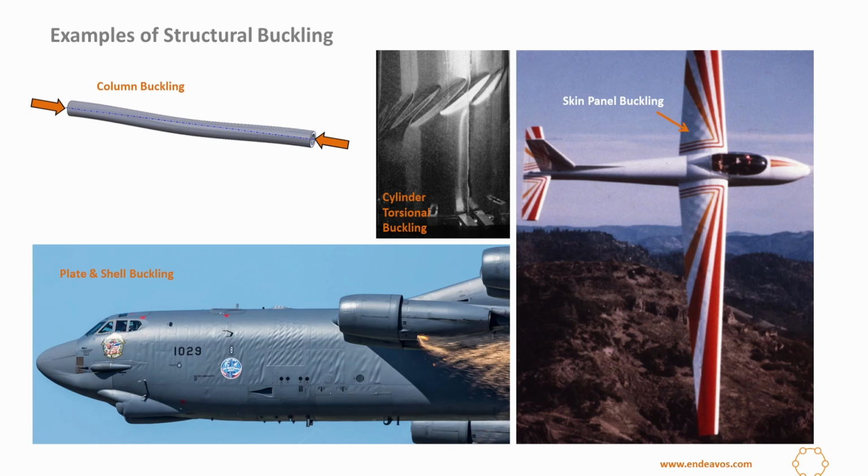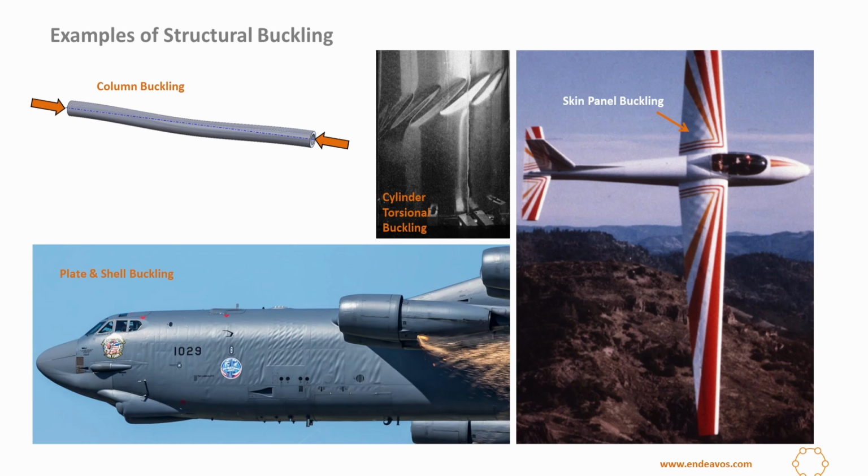Column buckling is the simplest example to understand. We have a tube or a column which is under compressive loading at the ends, and at a particular value of this compressive loading, the column will start to buckle. Beyond column buckling, we have plate and shell buckling. Shells are simply curved plates like cylinders or aircraft fuselage.